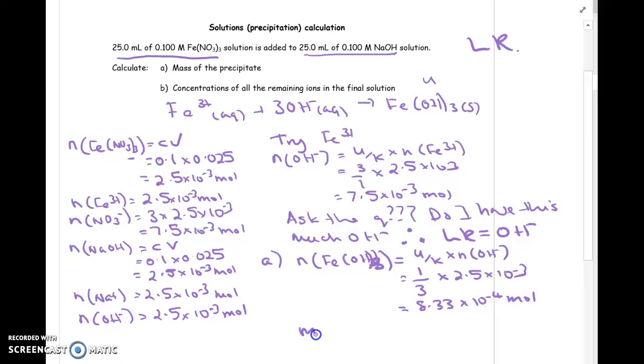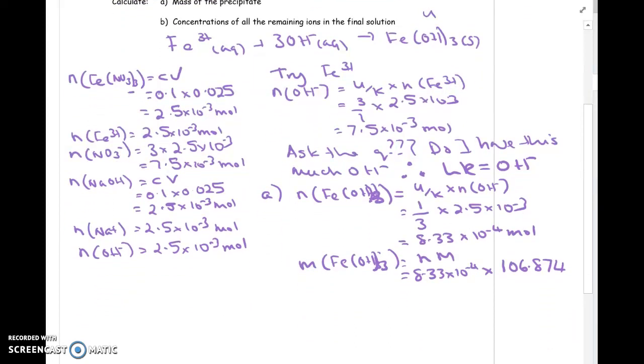I can now find the mass of the iron 3 hydroxide, which is equal to number of moles times formula mass. That's 8.33 by 10 to the negative 4 times our formula mass, which I'm going to get off the periodic table, which is 106.874, and this comes out to a mass of 0.0891 grams to 3 significant figures. Now we're ready to start part B.